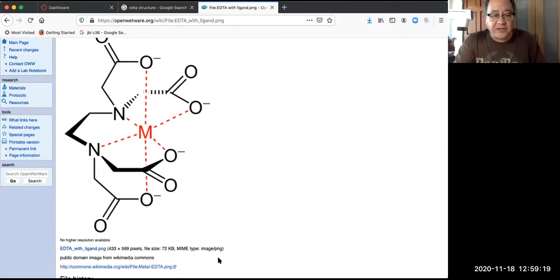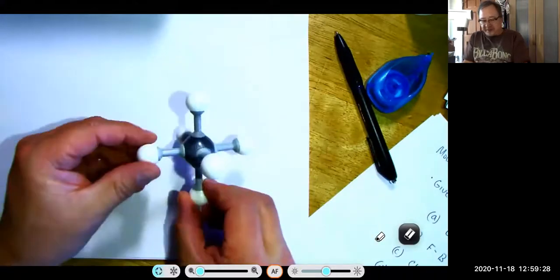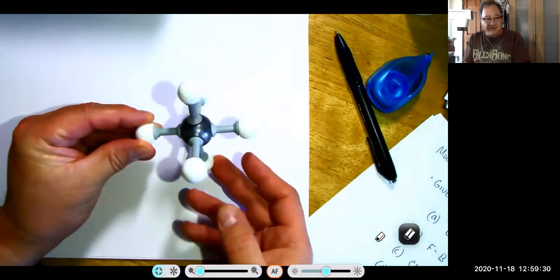Now I'm going to change my share screen and show you the metal plus the 6 bonds. Do you see that?